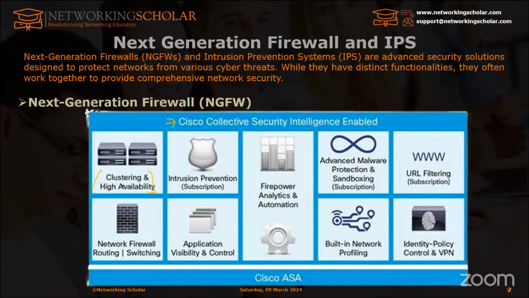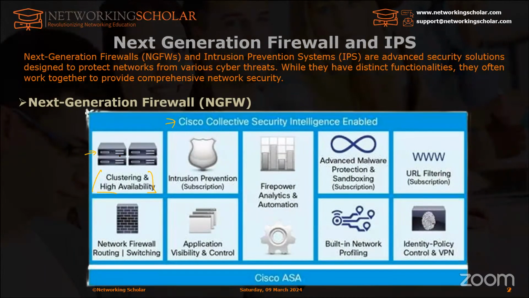We can do clustering and high availability. Clustering is for what? Suppose we have huge traffic in our network. In that case, we have to use clustering because resources will be shared with each other, or in case something fails or something comes live, we also use clustering. High availability is the same thing, which we use for redundancy.